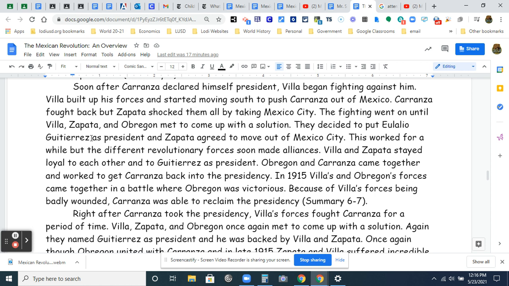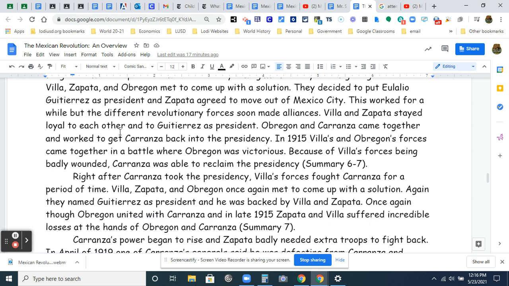The fighting went on until Villa, Zapata, and Obregon met to come up with a solution. They decided to put Eulalia Gutierrez as president, and Zapata agreed to move out of Mexico City. This worked for a while, but the different revolutionary forces soon made alliances. Villa and Zapata stayed loyal to each other and to Gutierrez as president. Obregon and Carranza came together and worked to get Carranza back into the presidency.